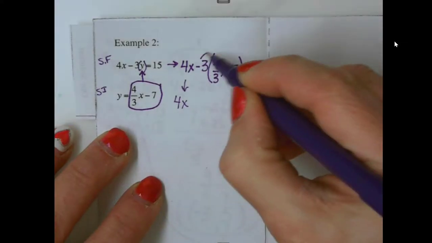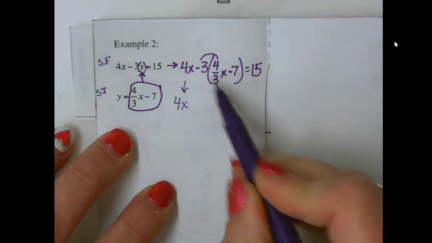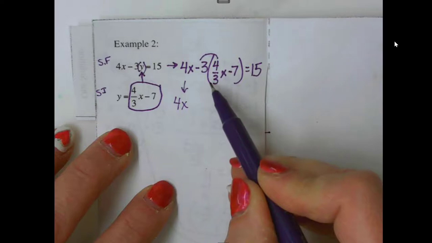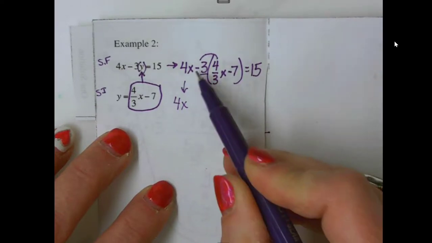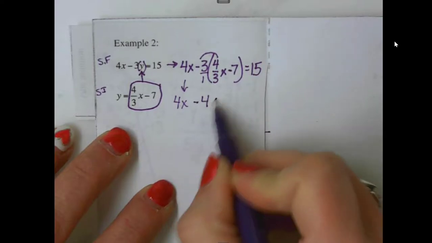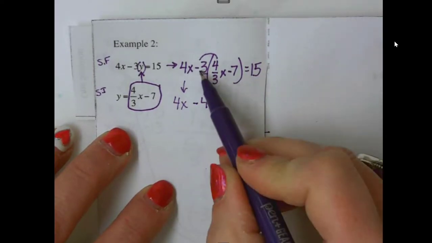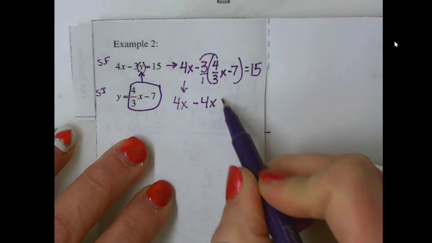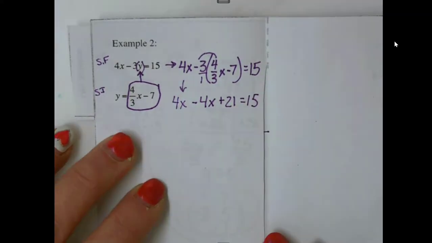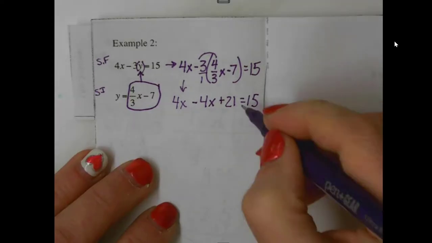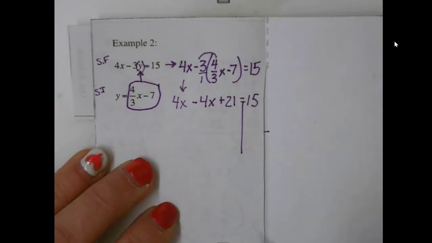I'm going to bring that 4x down. I'm going to distribute the negative 3. Now 3 divides 3 once, so there would be a 1 underneath, and I would just be left with minus 4x. Negative 3 times negative 7 is a positive 21. And that equals 15.